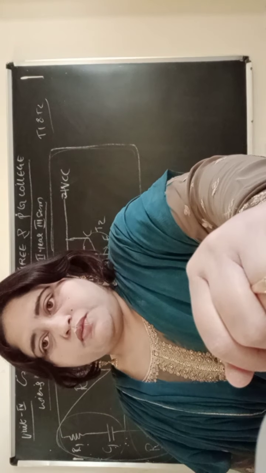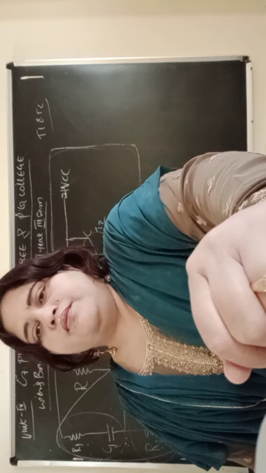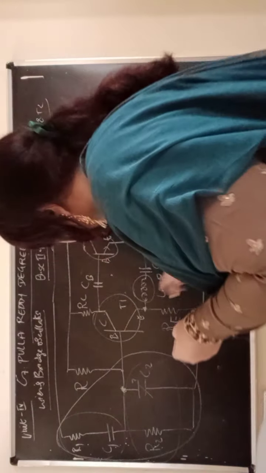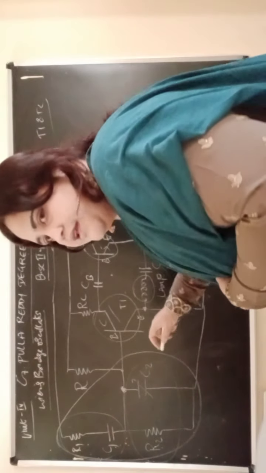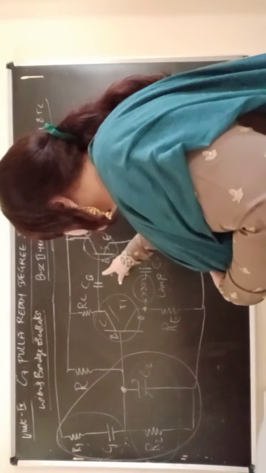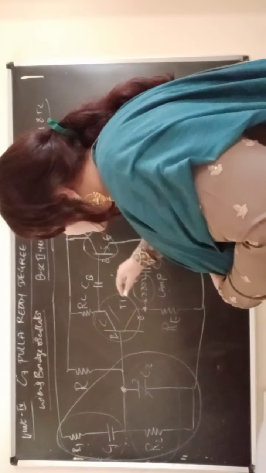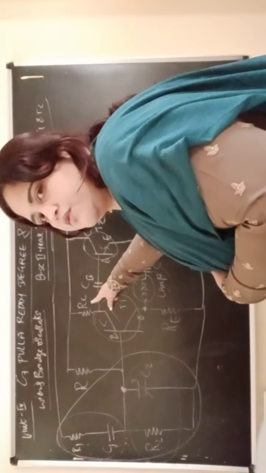So in circuit description, what have you learned? First, it consists of two transistors, T1 and T2. The output of T1 is going as an input to T2. Then what do we have? This is RC. RC means what?